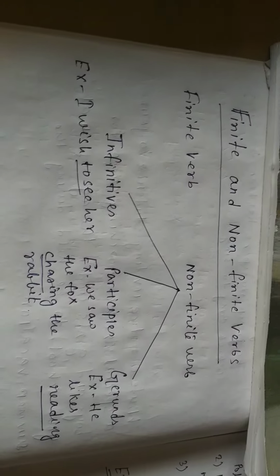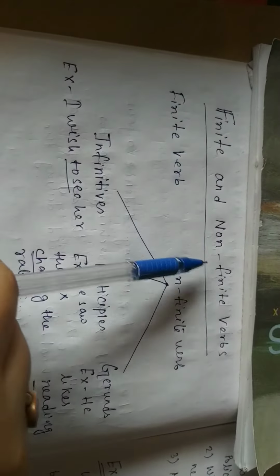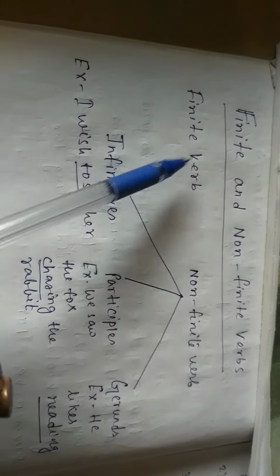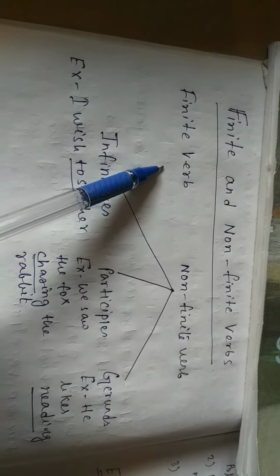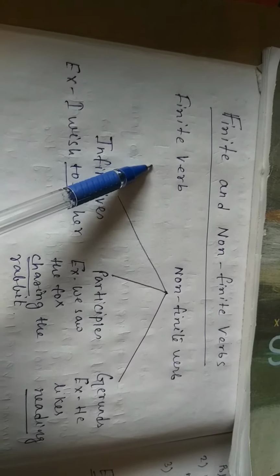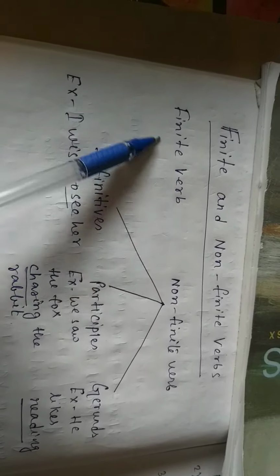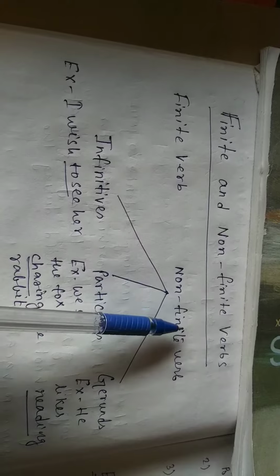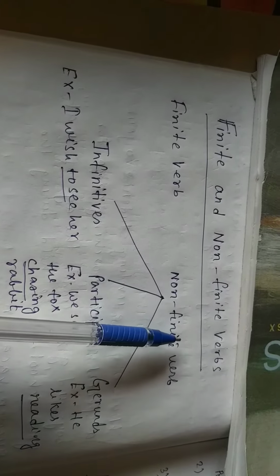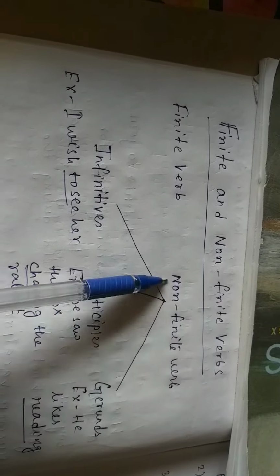Our next chapter is finite and non-finite verbs. Now, what is a finite verb? A verb which changes its form depending on the number and the person of the subject and the tense of the verb is called a finite verb. And what is a non-finite verb? A verb which does not change its form depending on the number and person of the subject and the tense of the verb is called a non-finite verb.